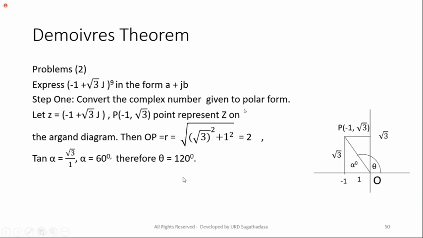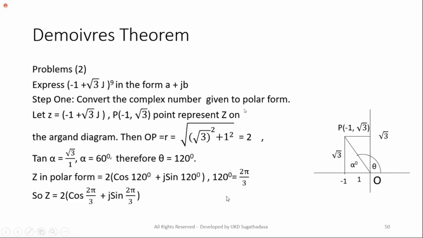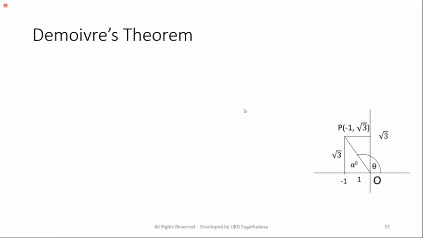The other angle is, can you understand? Tan alpha equals square root of 3 by 1. That is square root of 3. Using tables, that is 60, exactly 60 degrees. Theta equals 120, then the modulus value. Then the complex number is this one: 2 times cos 2 pi by 3 plus j sin 2 pi by 3.